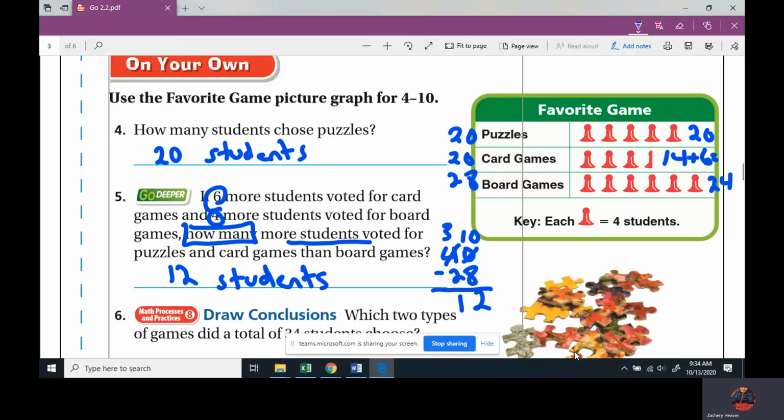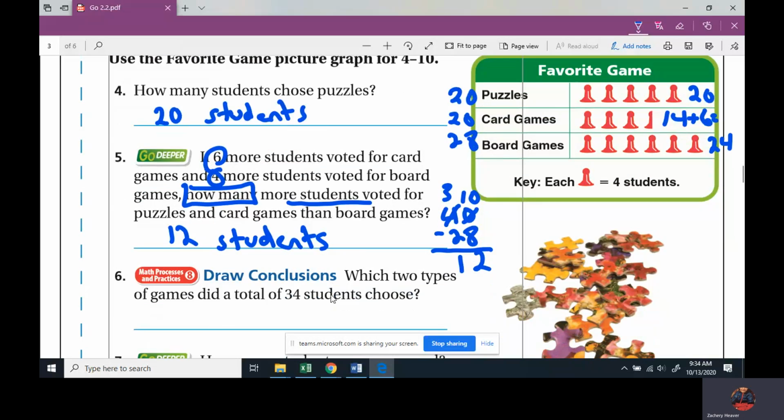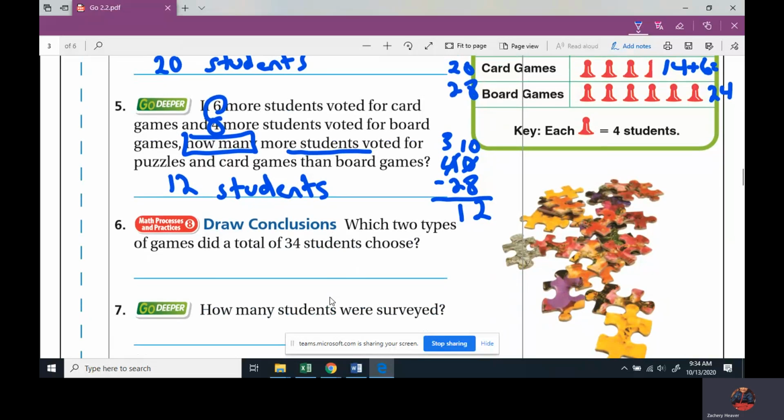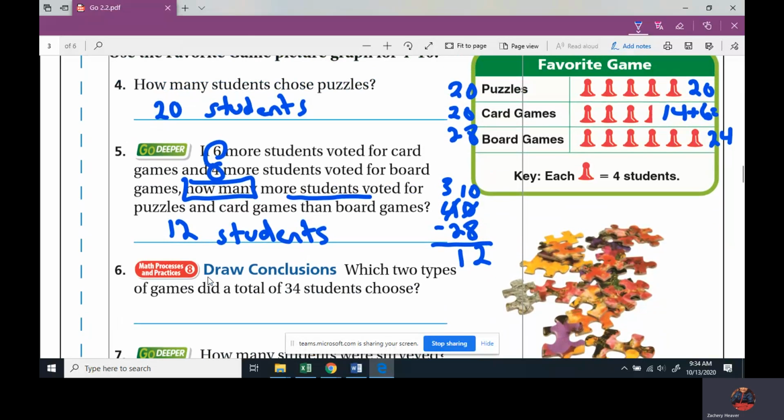I like this lesson. This lesson you guys are gonna fly through. This is easier than last chapter, isn't it? All right, I'm gonna scroll down. So, which 2 types of games did a total of 34 students choose? So let's erase this.